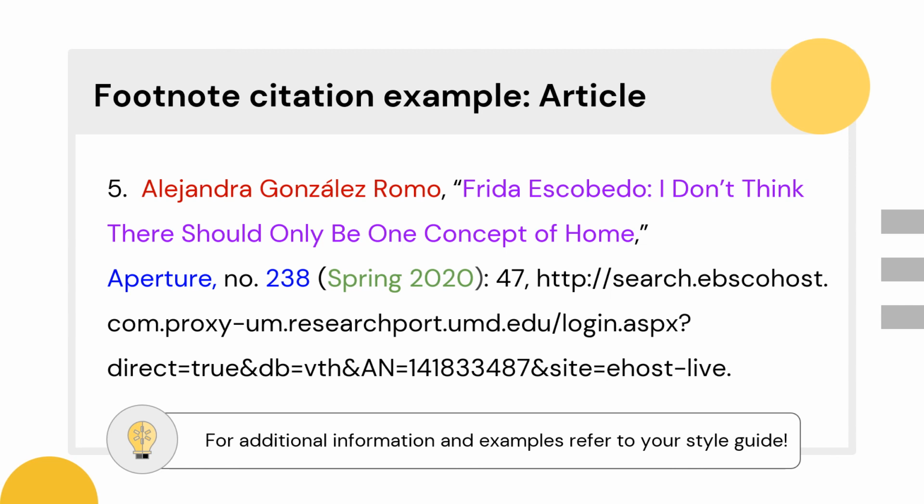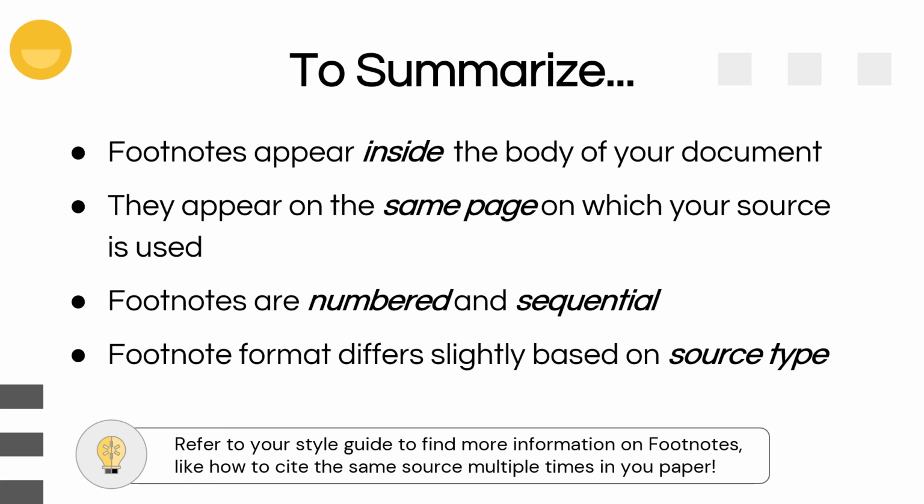Note that for this particular citation, there is no volume number for the journal. That'll be the case for some journals. For additional information and examples, refer to your style guide. To summarize, your footnotes appear sequentially throughout your paper at the bottom of the page on which the source you are referencing appears. Be sure to include all relevant pieces of information. Footnotes will vary slightly depending on if you're citing a book or a journal article. And remember, formatting matters. Refer to your style guide to find more information on footnotes, like how to cite the same source multiple times in a paper, and more.